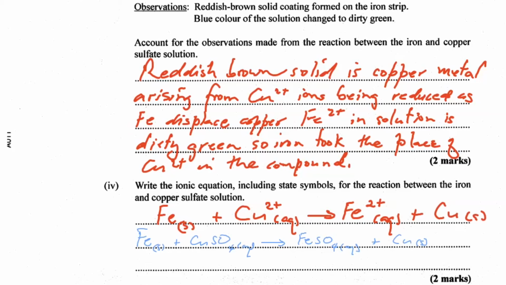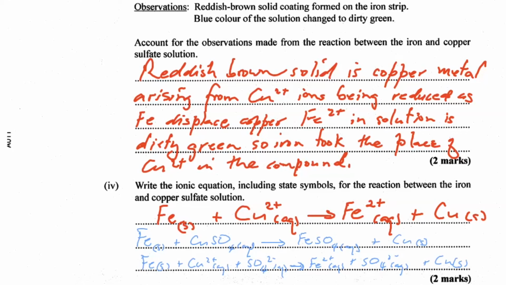In the next step, we break down whatever can be broken down into ions. This is balanced as is. Fe we write back as Fe solid. Copper sulfate solution can be broken down into Cu2+ aqueous and SO4 2- aqueous. Iron 2 sulfate can be broken down into Fe2+ aqueous and SO4 2- aqueous. And copper we get back as copper, which is a solid. We now cross out anything that does not change in moving from the left to the right. We call those spectator ions.